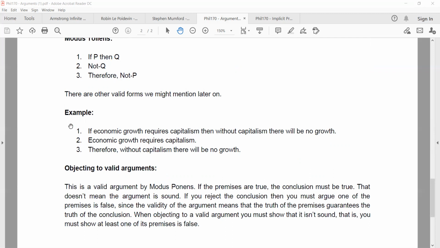But what I want you to take from this is that first, when you see a valid argument that's supporting a view you don't like, then you should worry, because that means that you cannot simply reject the conclusion while accepting the truth of the premises. You're going to have to reject the truth of the premises. But that's still possible because validity doesn't imply soundness.